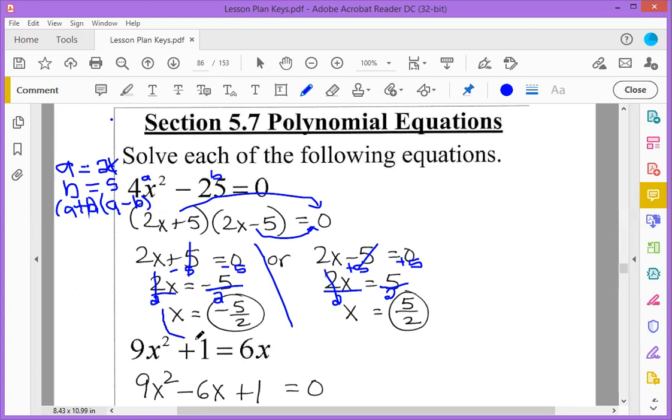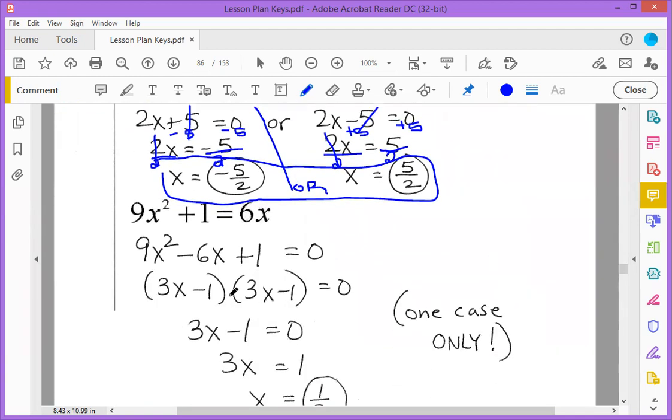So our two solutions will be x equals negative 5 halves or positive 5 halves. So you factor and then you set each of the factors equal to 0 and solve. All right, let's look at the next example.